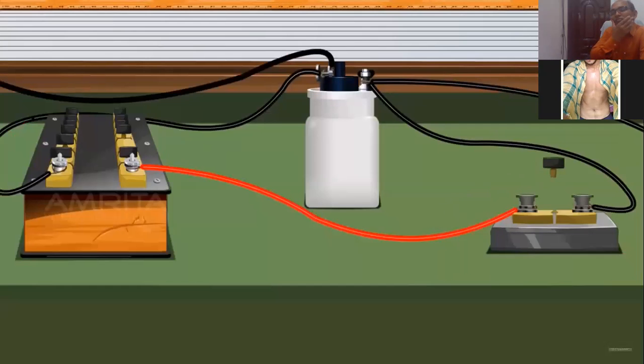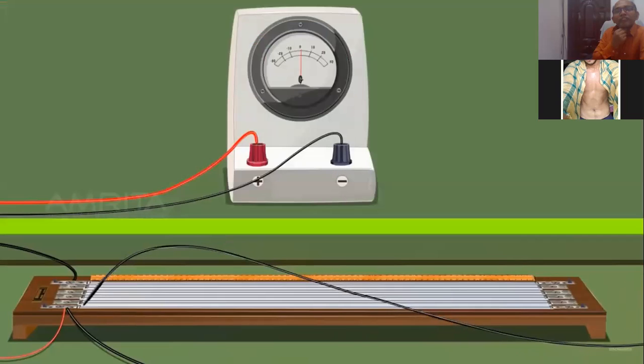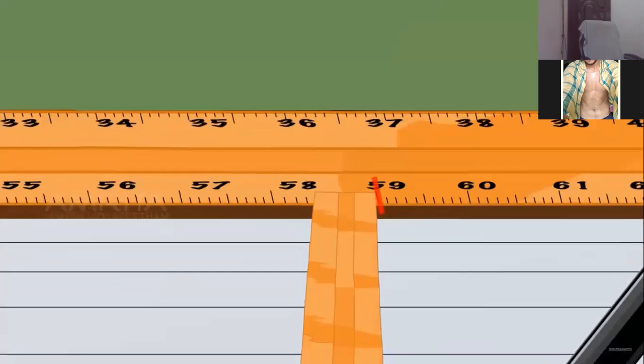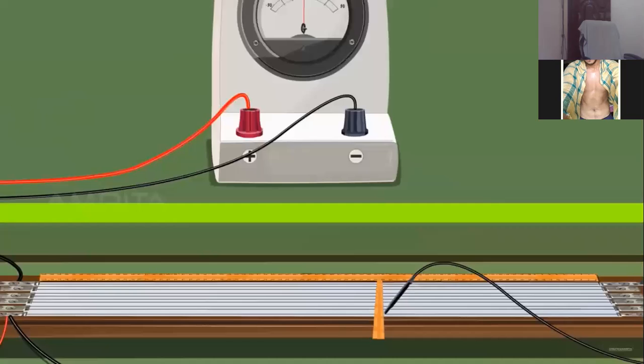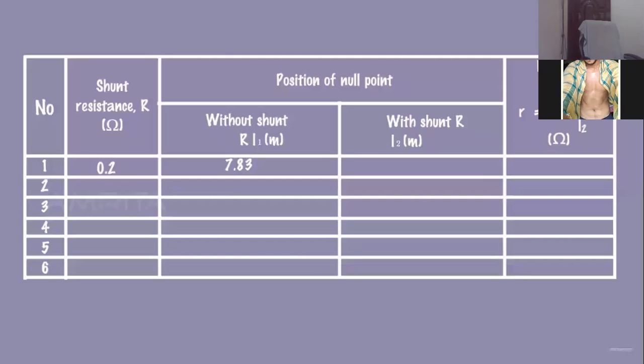Insert the one-way key K2. Again, slide the jockey over the potentiometer wire and measure the balancing length L2. Record the value in a tabular column and calculate the value of internal resistance R.